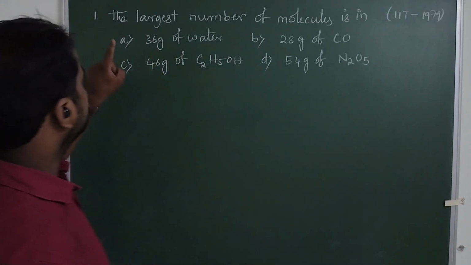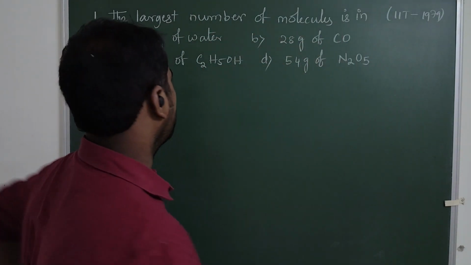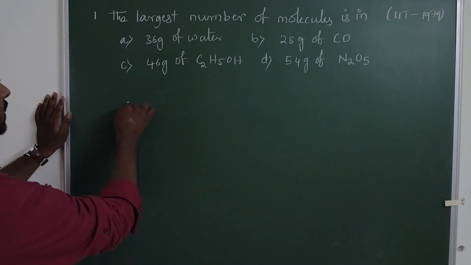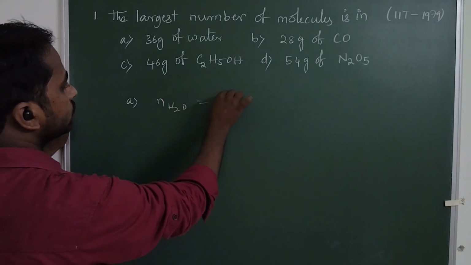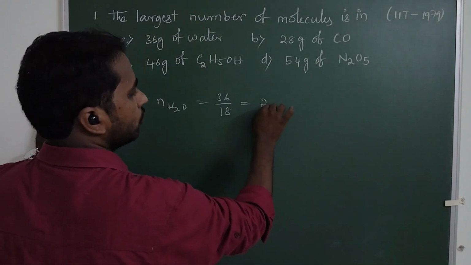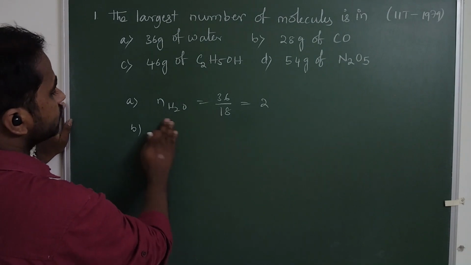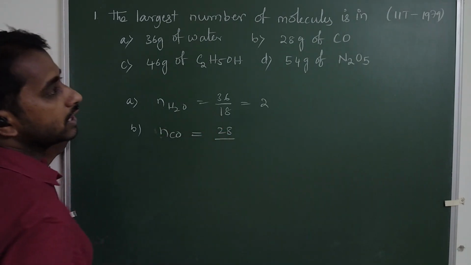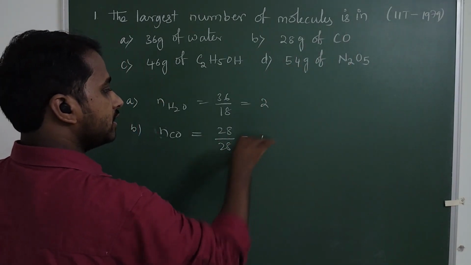Look at the question: the largest number of molecules, IIT 1979. The largest number of molecules depends on the number of moles. Calculating from option A, the number of moles of water is 36 divided by the molecular weight of water, 18. So, 2 moles. And in option B, 28 grams of CO. The number of moles of CO is 28 divided by its molecular weight, 12 plus 16, which is 28. So, again it is 1.